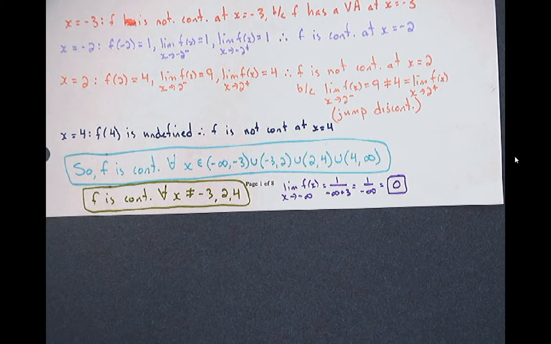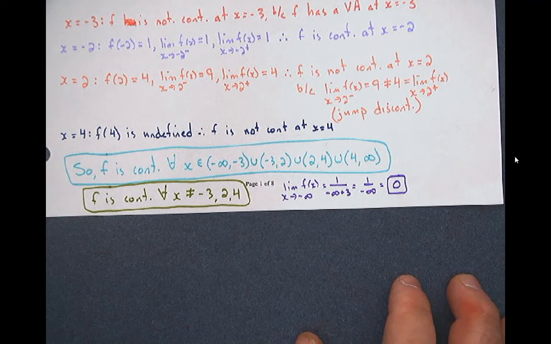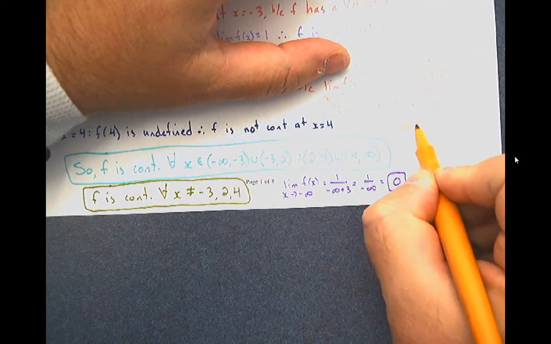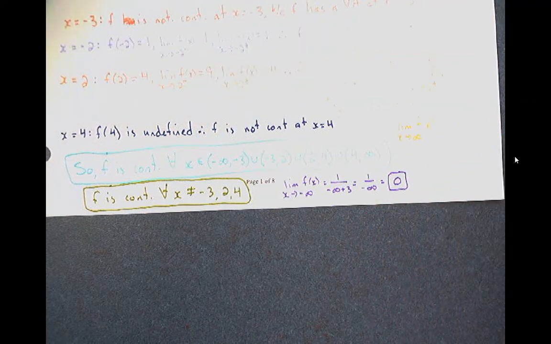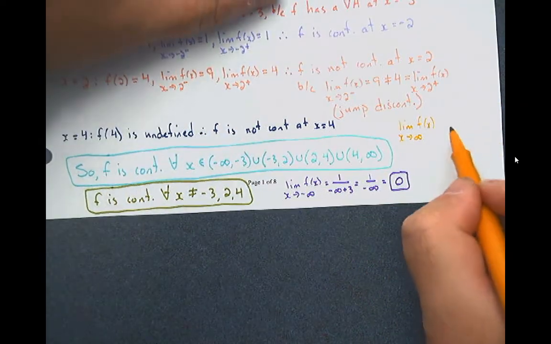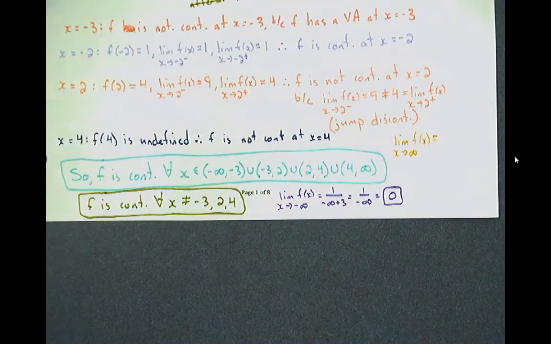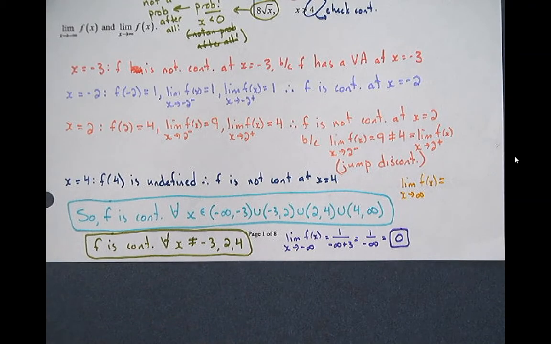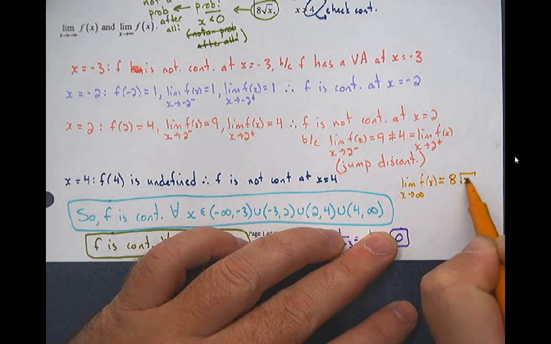And let's check the other end. What colors could I use? Maybe a nice yellow here. Okay, what's the limit of f of x as x approaches infinity? I really wish I would have left myself a little bit more room, but I didn't, so we're stuck with this. Oh, sorry, you can't even see that. There we go, how's that? The limit of f of x as x approaches infinity would be 8 root infinity.